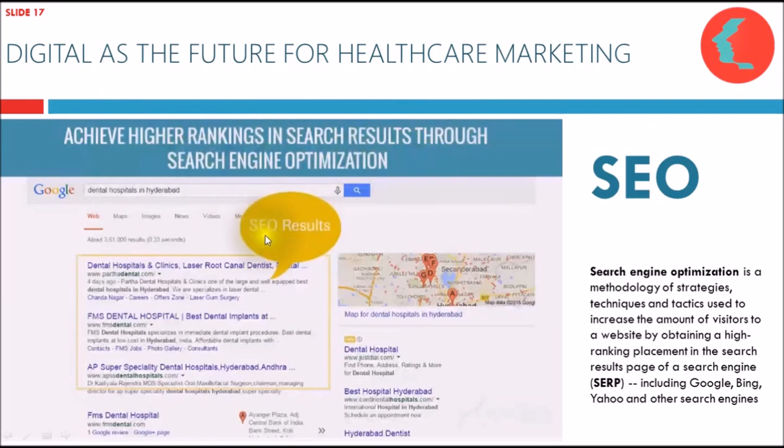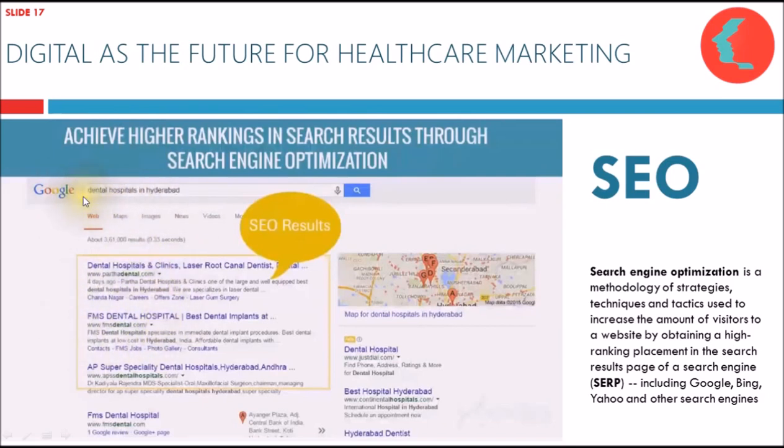Slide number 17 is: achieve higher rankings in search results through search engine optimization. So what is search engine optimization? It is a methodology, right? It is a strategy that we use to increase the number of visitors to your website. Not only visitors, but it also achieves higher rankings using search engine optimization.